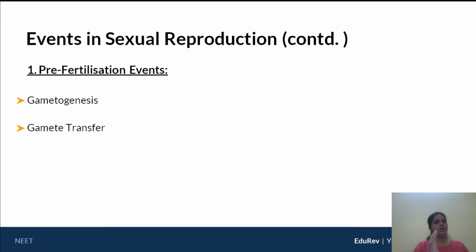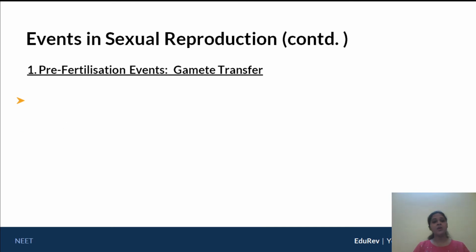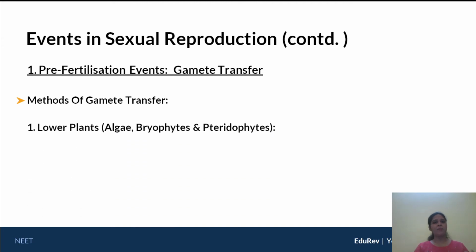Now, we have already studied the first type of pre-fertilization event, that is gametogenesis. Let's move on to gamete transfer. Now, gamete transfer is of different types, okay, depending on whether you're studying a lower plant or whether you're studying higher plants. We're going to focus mainly on plants over here. Now, if you remember, there are five categories or say divisions of your plant. So you have the presence of algae, bryophyta, pteridophyta, gymnosperms, and angiosperms.